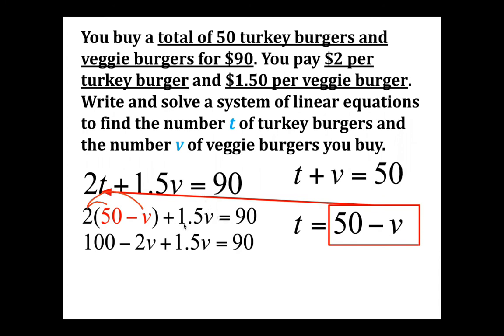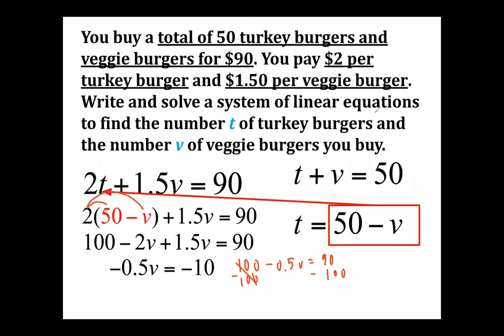Now further simplify your equation by combining like terms. So negative 2v plus 1.5v would just equal negative 0.5v. And then once you have that, you can subtract 100 from both sides so that you would have your variable isolated on one side. So 90 minus 100 would just equal negative 10. So you would have negative 0.5v equals negative 10.